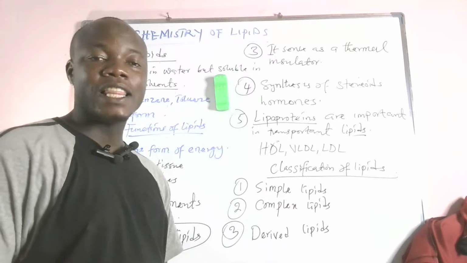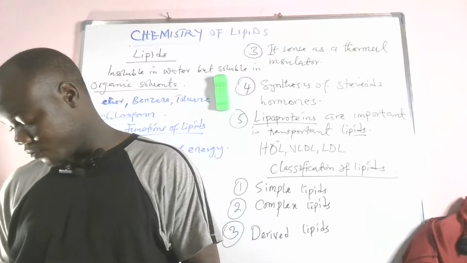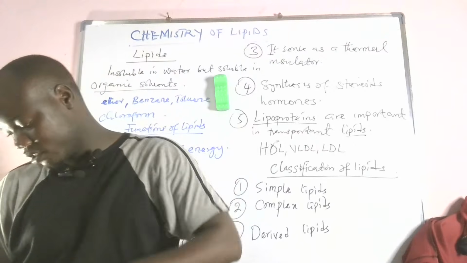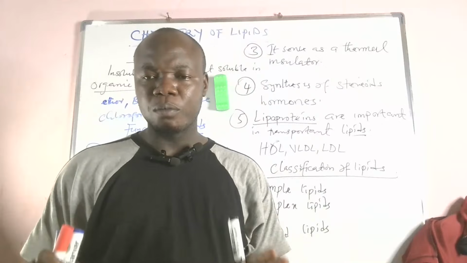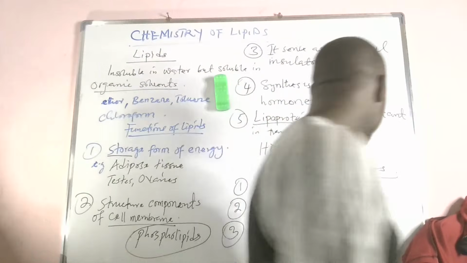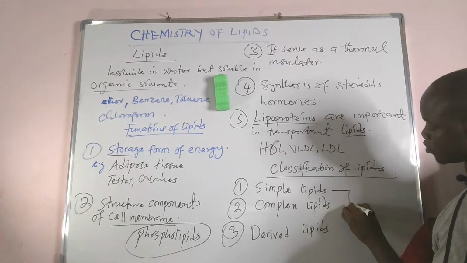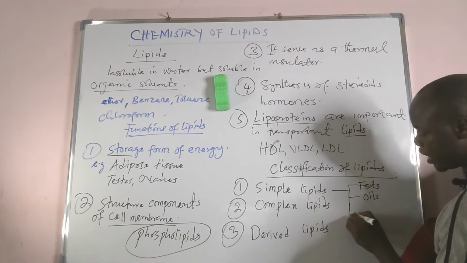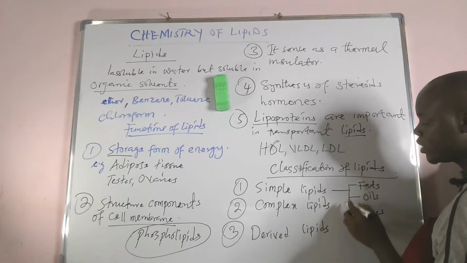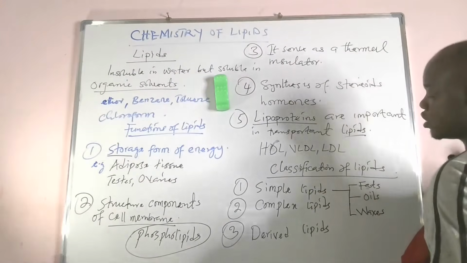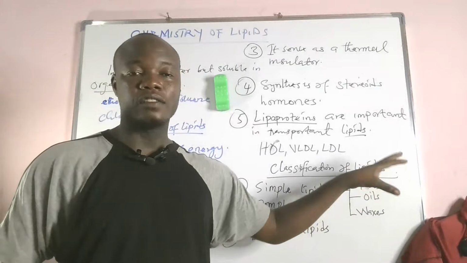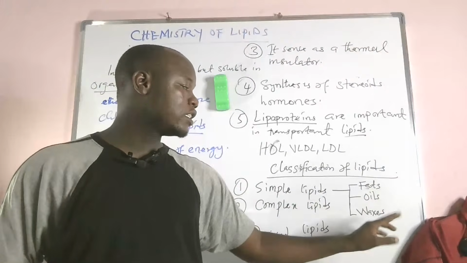Now, what are the types of simple lipids? Simple lipid is divided into three. We have fats, number one. We have oils. We have waxes. So these are the types of simple lipids that we have: fats, oils, and waxes.